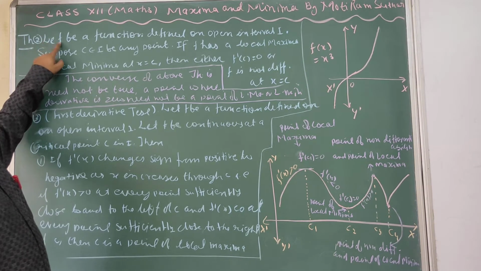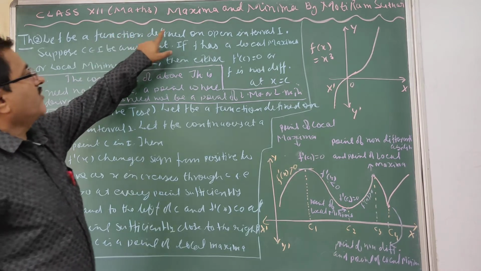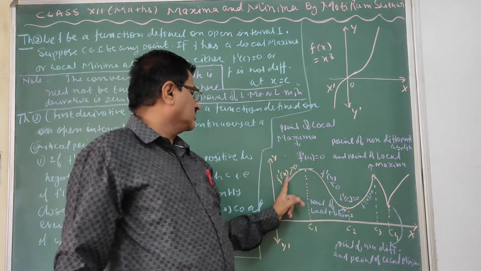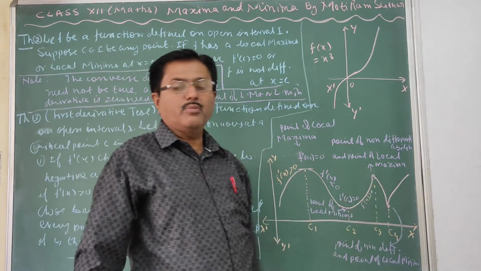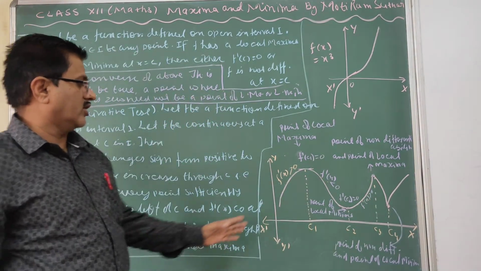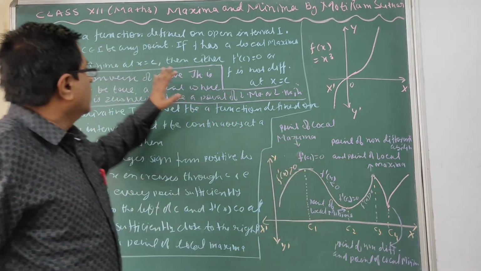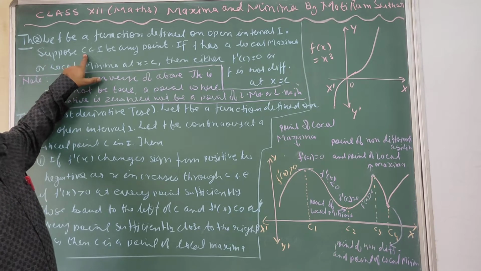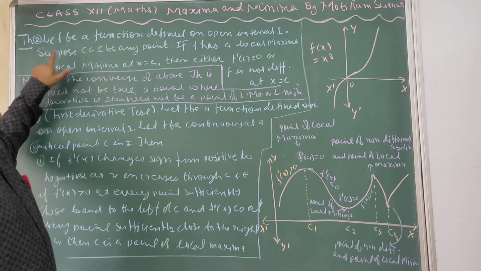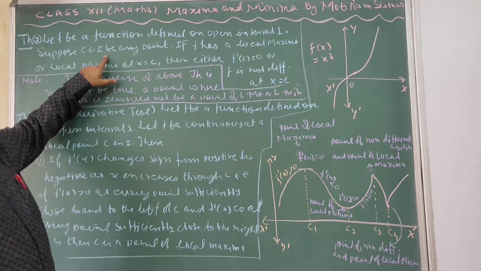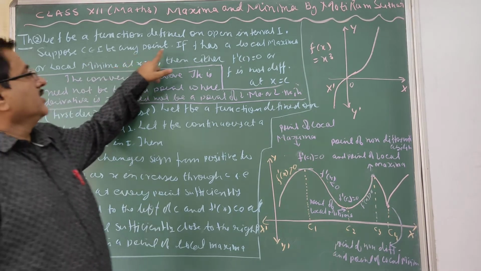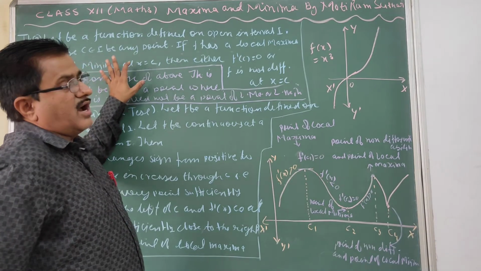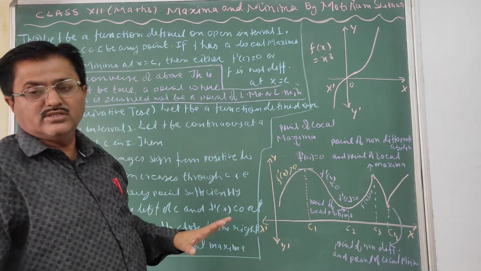It says that f is a function defined on an open interval I. Now we are given a function on the open interval I, so correspondingly we have to draw the graph. Then what observation is there? Suppose there is a point c belonging to the given interval I. Suppose c belongs to I be any point. If f has a local maxima or a local minima at x equal to c.